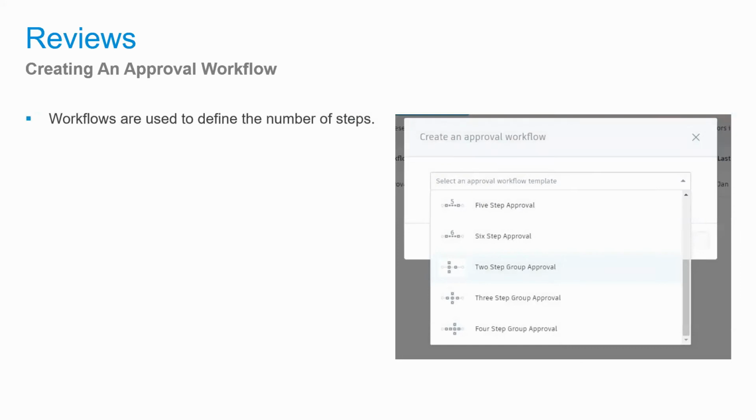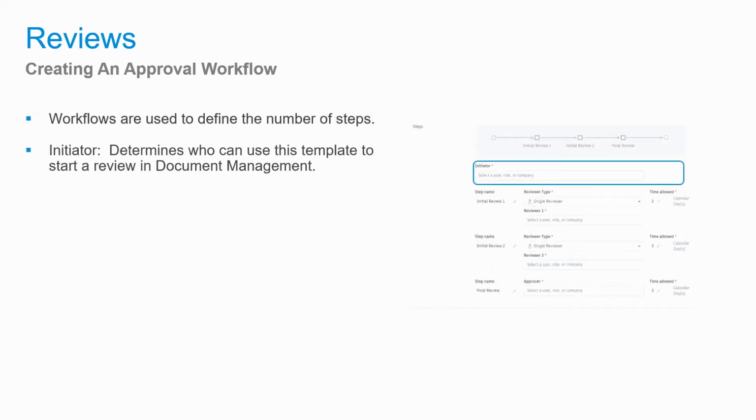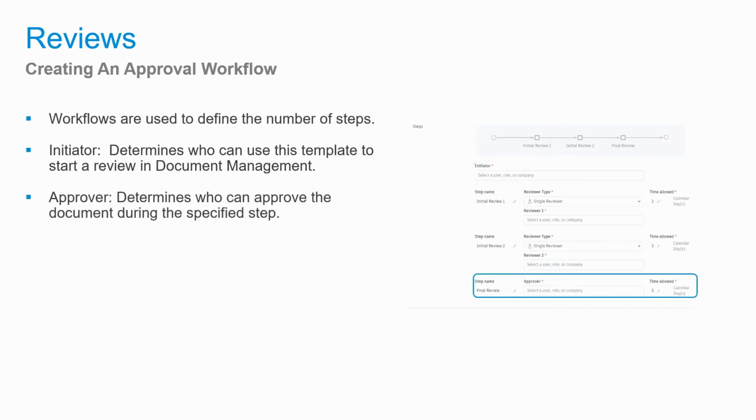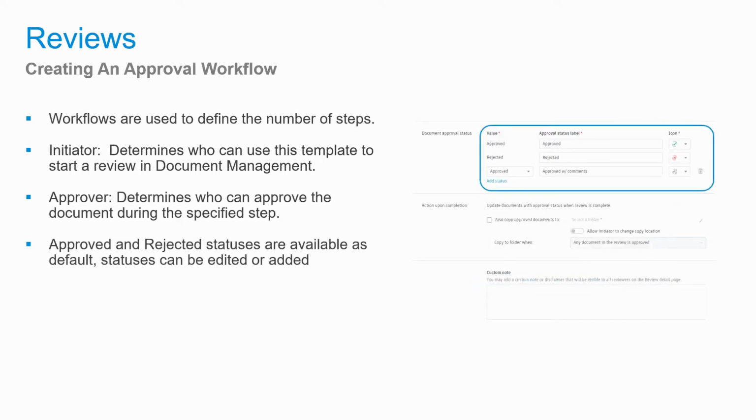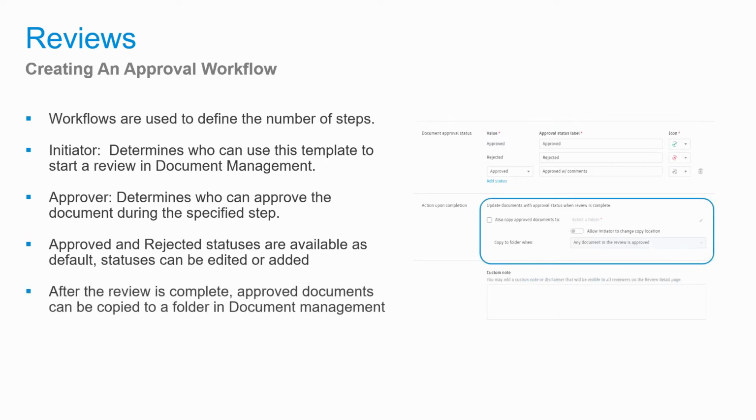So workflows are used to define the number of steps. The initiator determines who can use this template to start a review in document management. The approver determines who can approve the document during the specific step. Approved and rejected statuses are available as default. Statuses can be edited or added. After the review is complete, approved documents can be copied to a folder in document management. The initiators, reviewers, and approvers can be set by individual project members, all members within a specific role, or all members of a specified company.